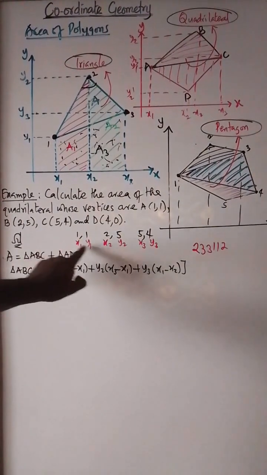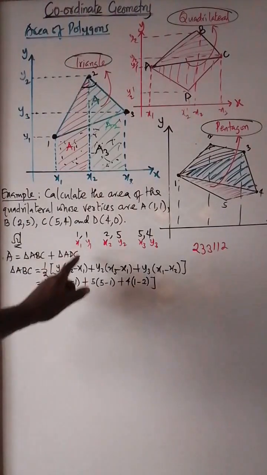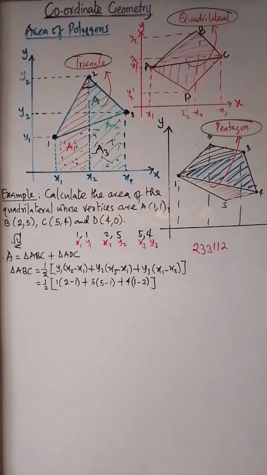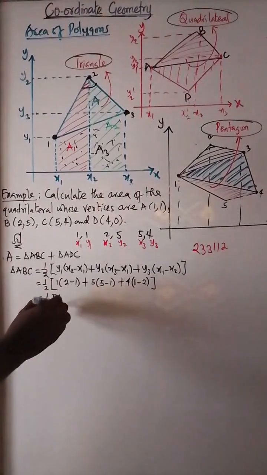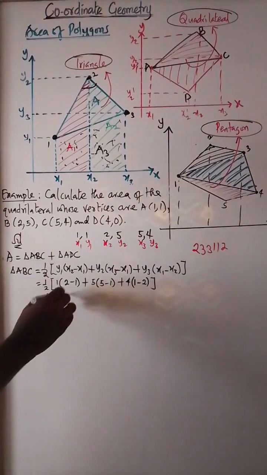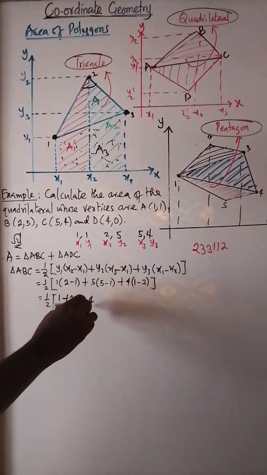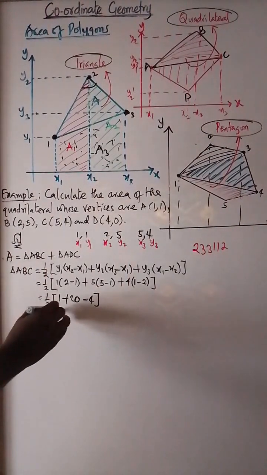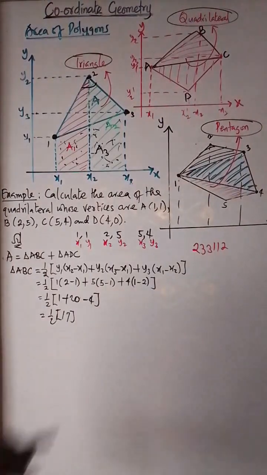So let's impute these values inside this. If you impute the values of y1, x2, x1, and the likes, we're going to get that. So at the end, 2 minus 1, 1, 1 times 1, 1, 5 minus 1, 4 times 5, 20, 1 minus 2 minus 1 times that, that's minus 4. So 20 minus 4 is 16 plus 1, 17. So the answer is half of 17. That's the area for triangle ABC in square units.